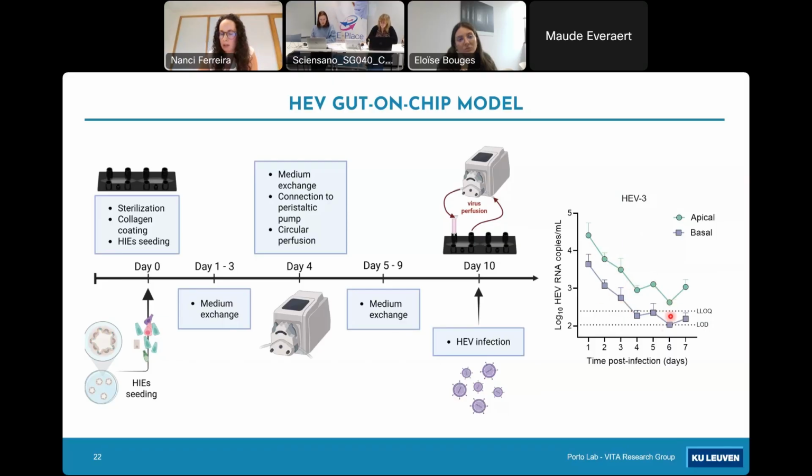But after 1 week, we see that the viral load is starting to rise again, indicating that the viral replication surpassed the loss that we caused by removing all the media every day, showing that the virus is slowly but continuously replicating. So now we want to extend these infections for longer time periods to try to fully characterize HEV kinetics in the tissue.